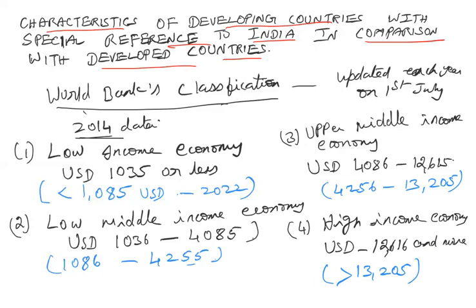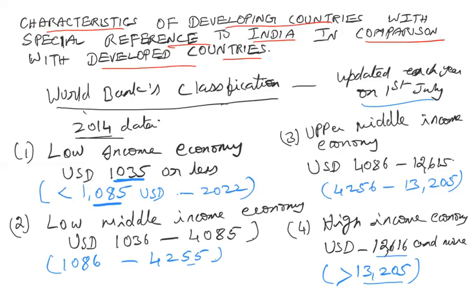And as I mentioned, every 1st July, now itself you can see the difference. The data are, here it was 1035, now it has changed to 1085. High income economy, it was 12,616, now it is 13,205. So every year the data cannot remain stable, isn't it? According to the circumstances, situations, inflationary trends, and everything, the World Bank keeps on releasing the data every 1st of July. So this is the classification of the low income, middle income, and high income countries.